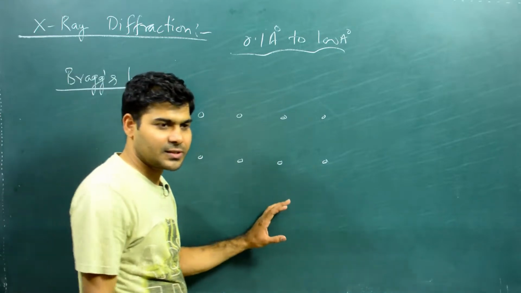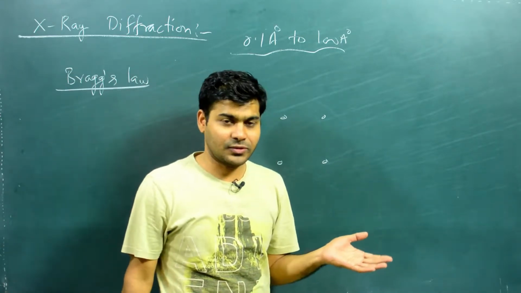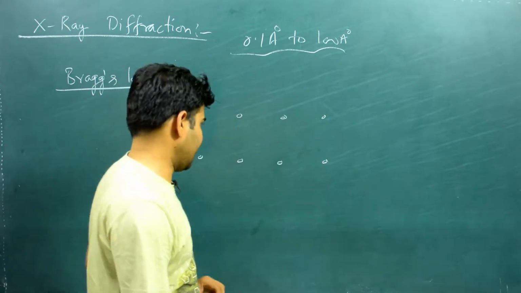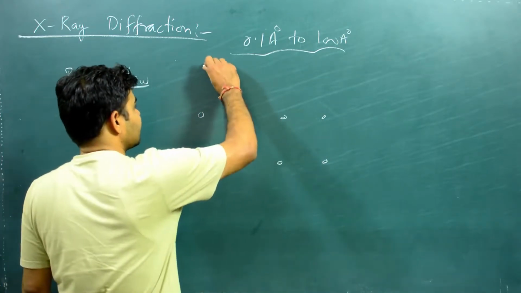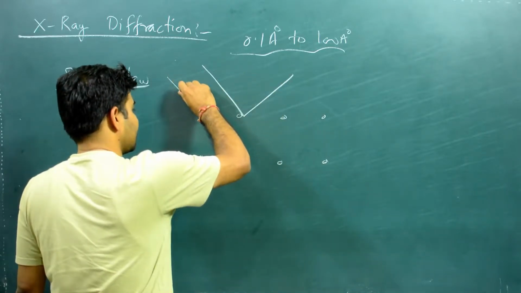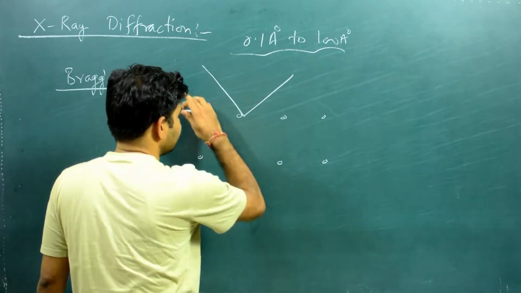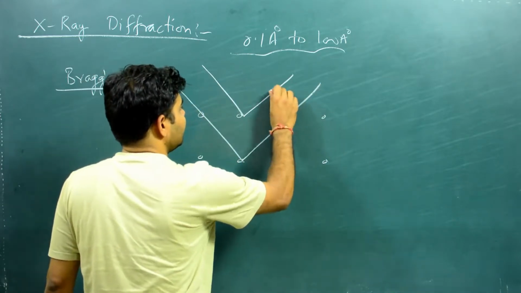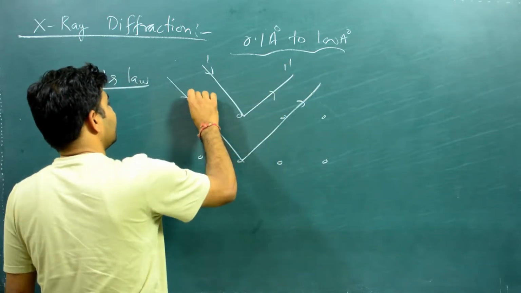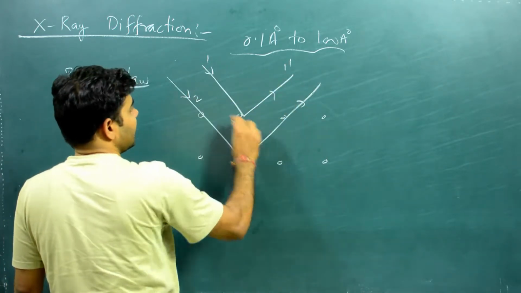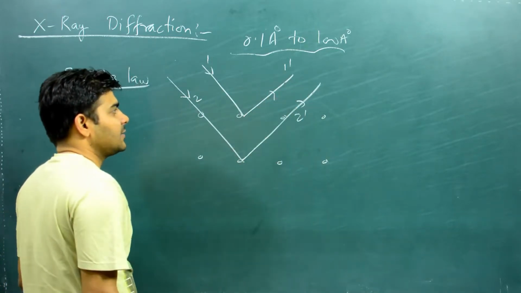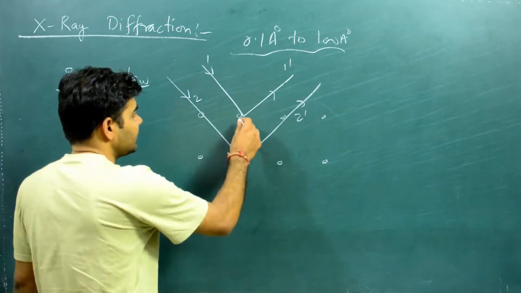What is a crystal? A crystal is a periodic arrangement of atoms, ions or molecules. So suppose these are the arrangements of atoms in a particular solid, and an X-ray is coming from this direction and gets diffracted, and the other X-ray is coming in this direction and gets diffracted along this. So these two rays have a phase relation between them, because there is a path difference.